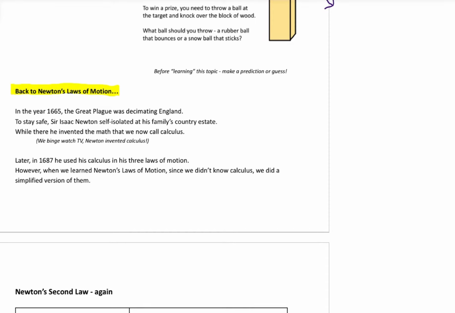Sir Isaac Newton was alive during the Great Plague that was decimating, that was killing people like crazy in England. Since he was kind of well-to-do and he had the resources, he quarantined himself. He went to his family's estate in the middle of nowhere. So kind of like what we're doing now, we're all sort of self-isolating, we're at home. When he was self-isolating, he didn't just sit on his butt. He probably sat on his butt, but he did a bunch of mental work. He basically invented the math that we now call calculus.